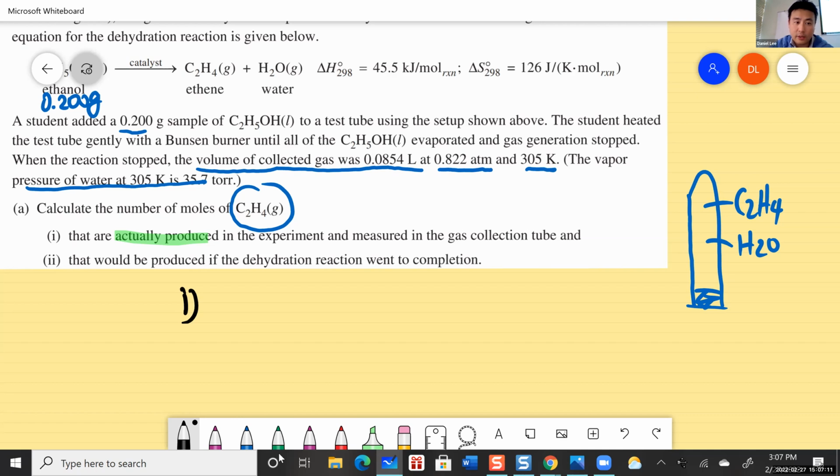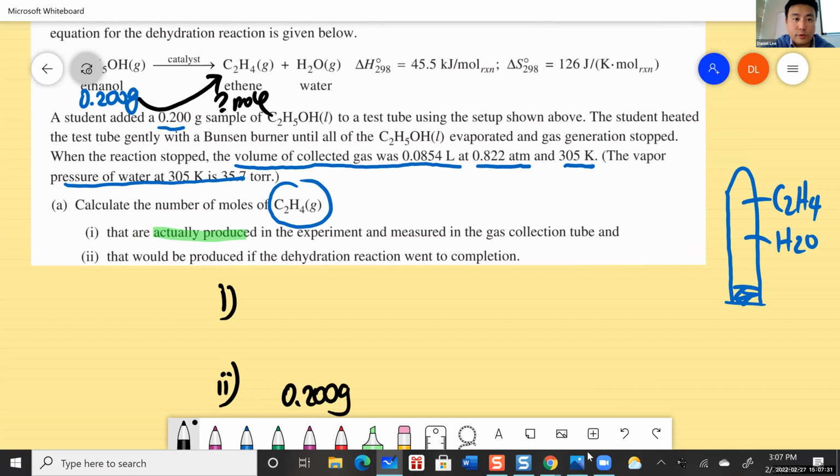0.2 grams of ethanol would be A2. When you try to do A2, you start with 0.2 grams of ethanol, and you look for, in theory, how many moles of ethene will be produced.